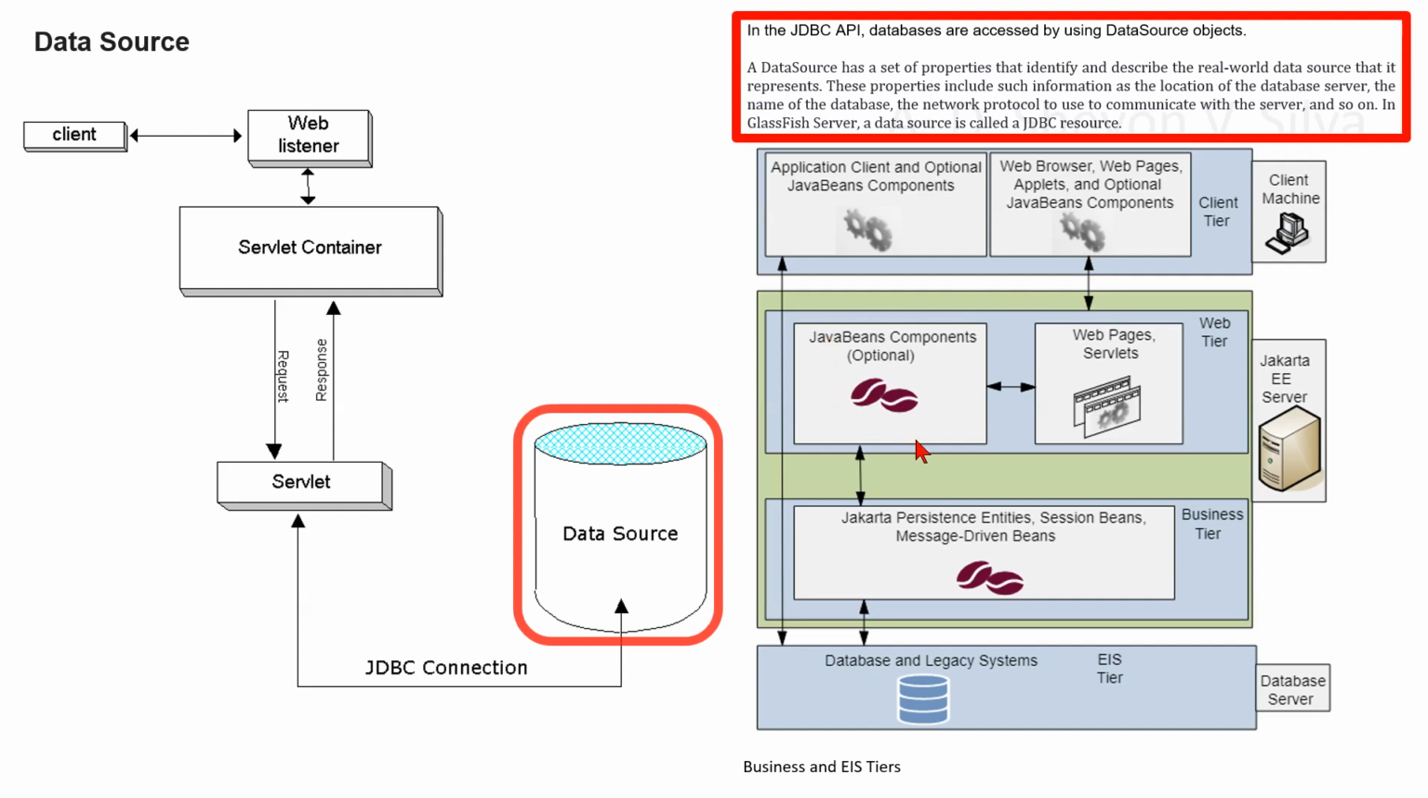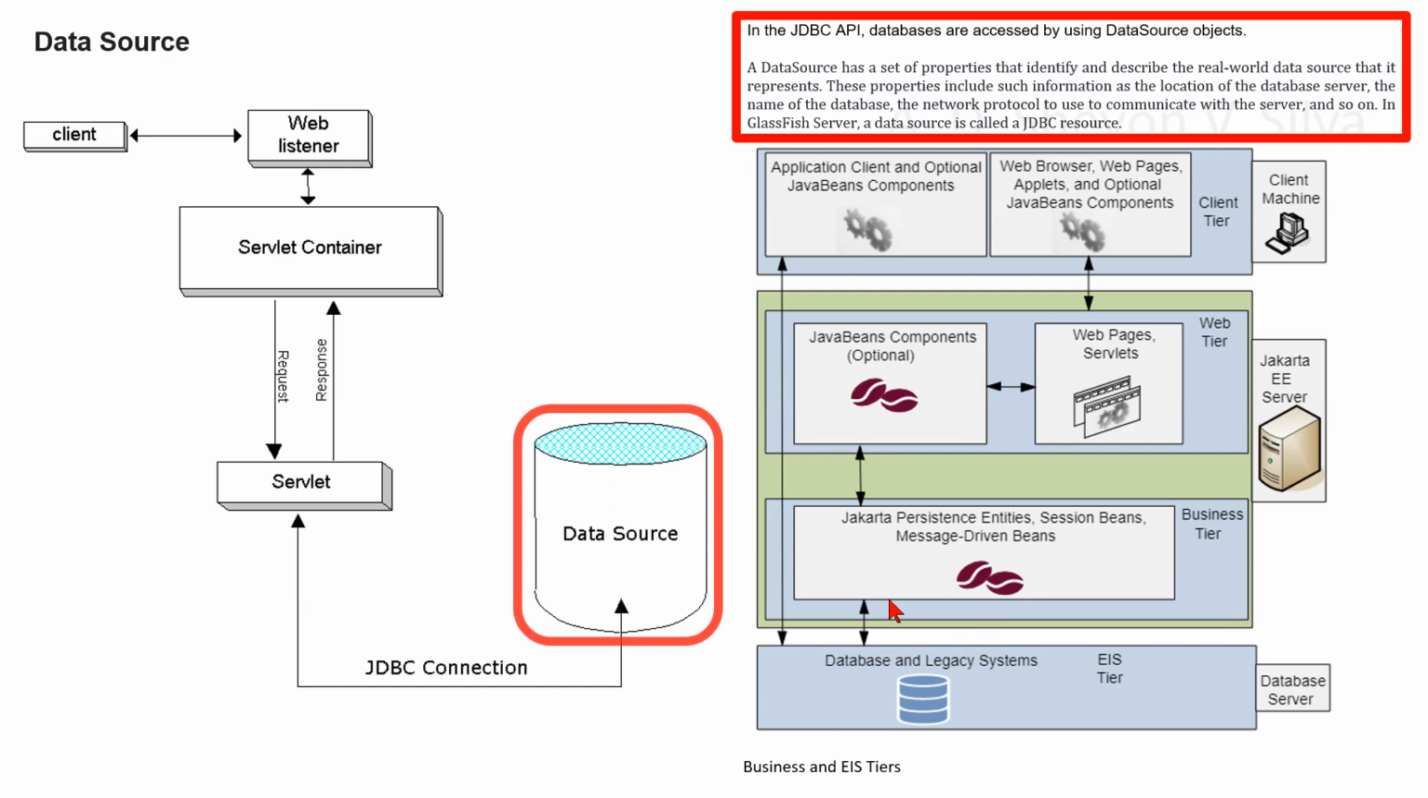Java Beans components, optional, and web pages and servlets are in the web tier. Java Bean components, optional, interact with web pages and servlets. Java Bean components, optional, interact with Jakarta persistence entities, session beans, and message driven beans. Jakarta persistence entities, session beans, and message driven beans are inside the business tier. Web tier and business tier are connected to the Jakarta EE server.